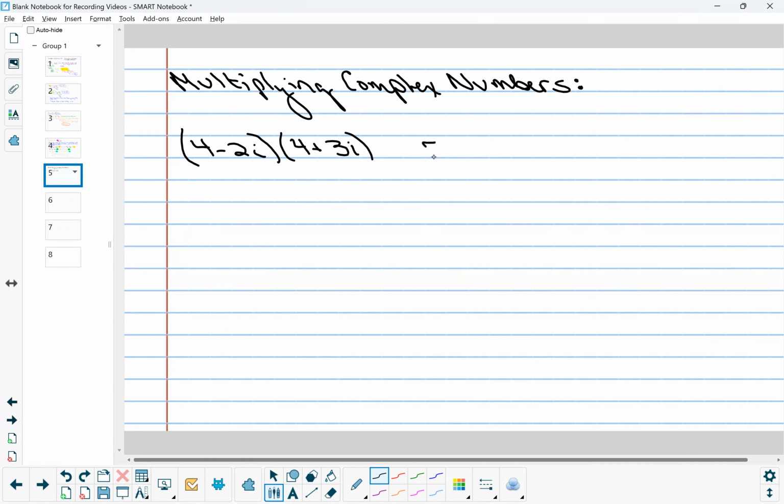Well, we're going to FOIL this out. So this is going to give us 16. This is going to give us plus 12i. This is going to give us minus 8i. And this is going to give us a minus 6i squared, right? i times i is i squared.